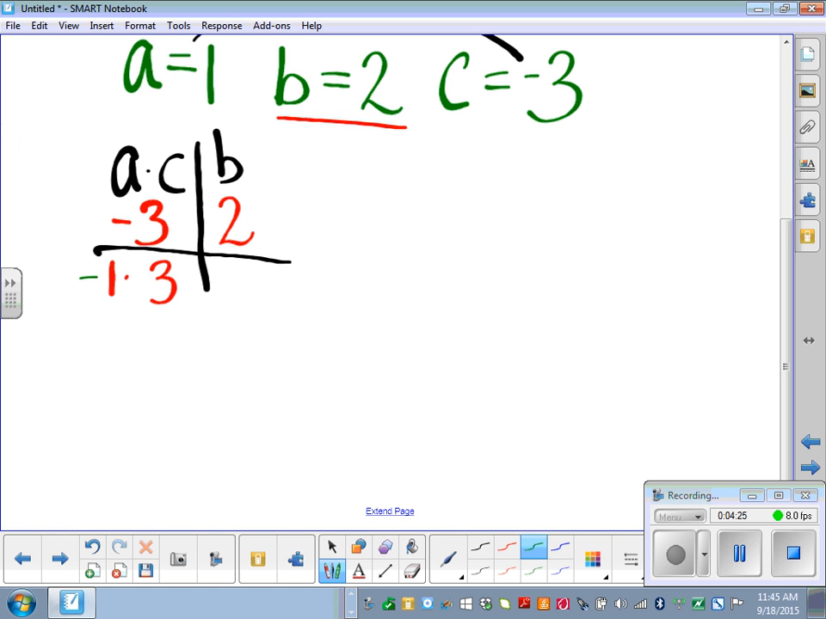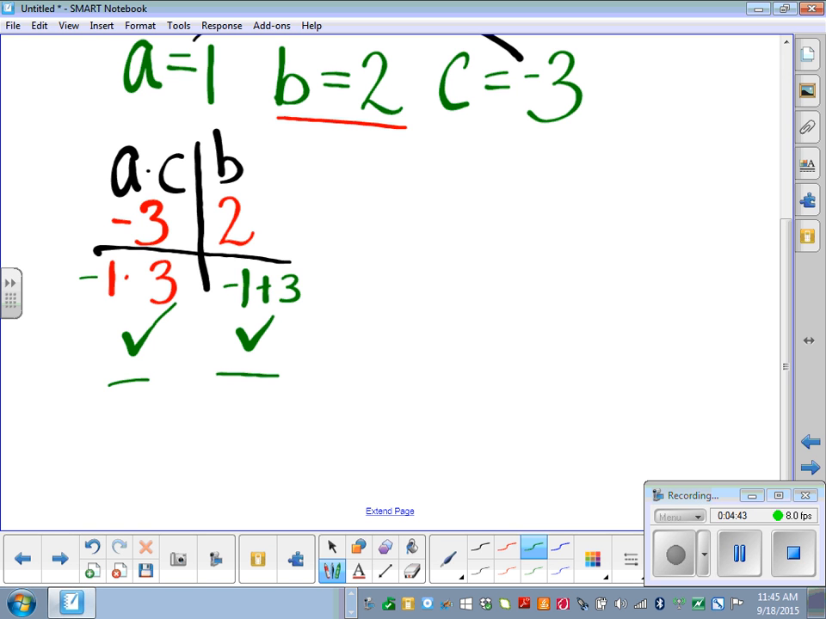So if we put the negative with 1, let's check and make sure it works in both cases, because it has to work in both cases. Negative 1 times 3 is negative 3, and then negative 1 plus 3 is positive 2. So it works in both cases. It must work in both cases for it to work.